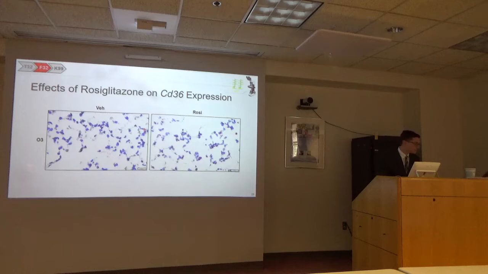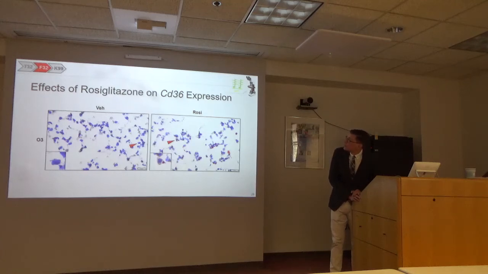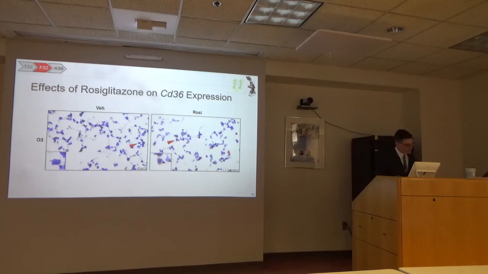case CD36. And so you might be able to tell, but even here in the ozone-exposed mice, those that were administered rosiglitazone, there appears to be more staining for CD36, suggesting increased expression. And if we hone in on what we think are the macrophages, we can also see an increase in the amount of red staining in the macrophages that were collected from the mice administered rosiglitazone. Again, just suggesting that rosiglitazone is increasing CD36 mRNA expression in the ozone-exposed mice.